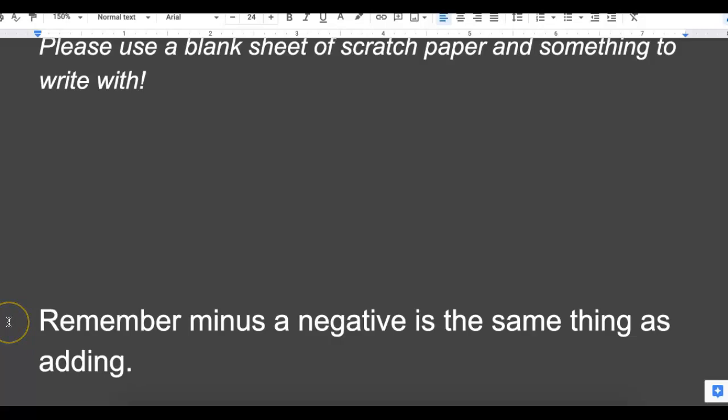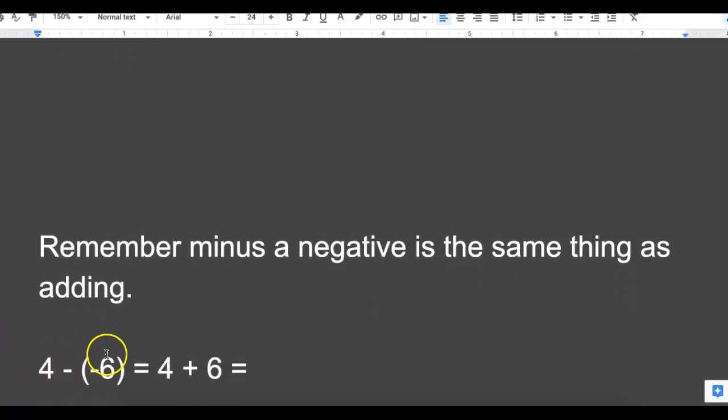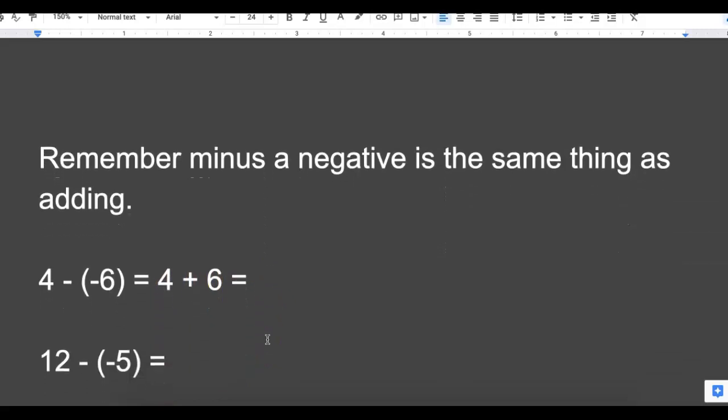So remember, minus and negative is the same thing as adding. So 4 minus negative 6 is the same thing as 4 plus 6. So even though it looks complicated, it's really just an elementary problem. So what is 12 minus negative 5?